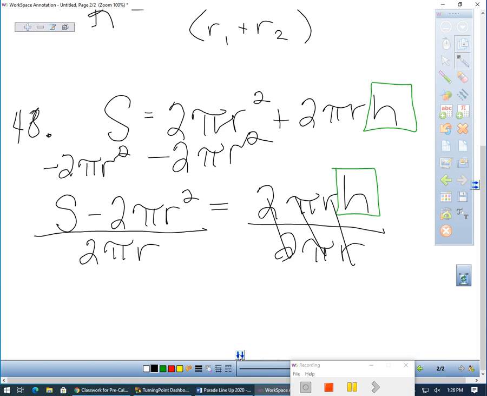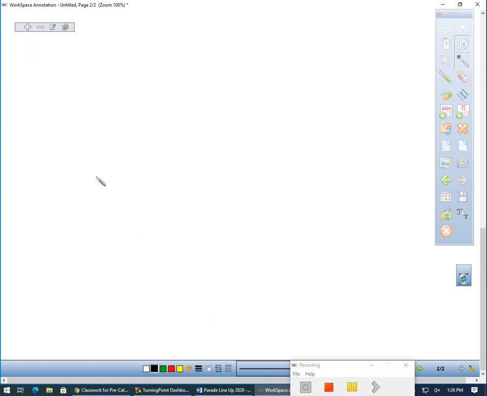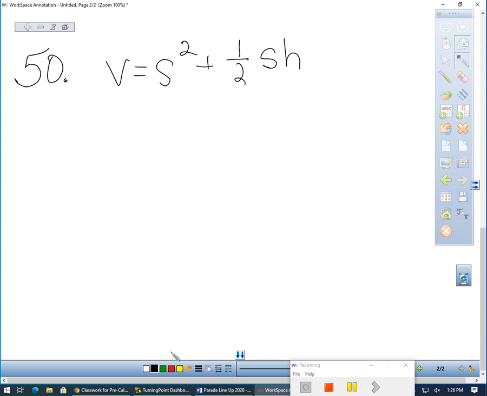All right, let's look at number 50. On number 50, we have v equals s squared plus 1/2 sh. And we want to solve for h. We want to get this h by itself. All right, so the first thing we should do is clear the fraction, right? Which means I have to multiply everything by what? 2. Good. So I'm going to multiply this side by 2, this one by 2, and this term by 2.